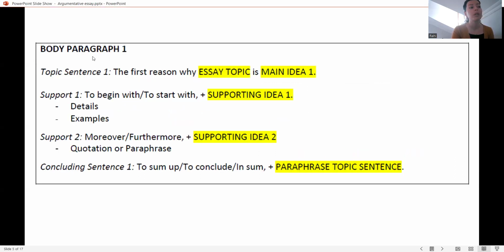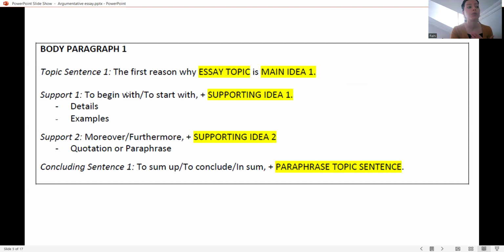And for body paragraph 1, you can start your topic sentences like this. You can start with this phrase. You can say, "The first reason why," and then your essay topic, which you can find in the prompt. What is the prompt? The question that you have. And then your first main idea, which you use in the thesis statement.